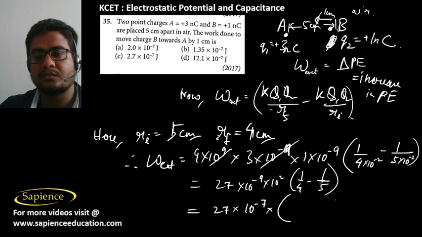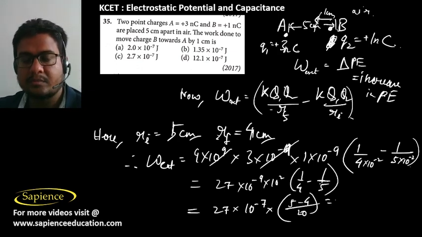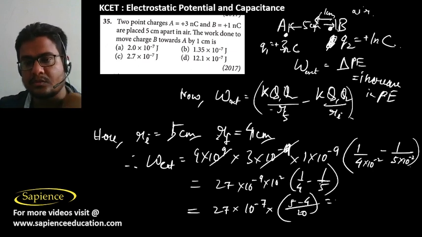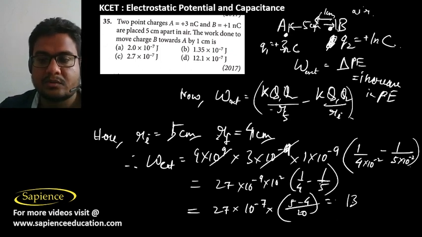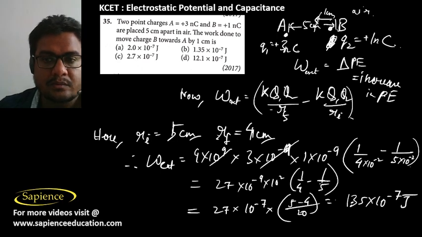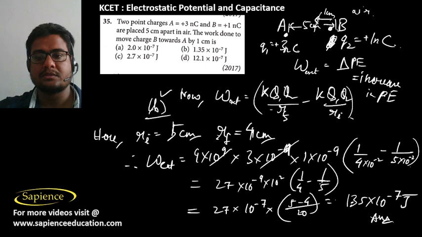So this is 5 minus 4 over 20. So 27 by 20 into 10 power minus 7, that is 13.5 by 10. So it is 1.35 into 10 power minus 7 joule. So this is the required answer. So option B is the correct answer.